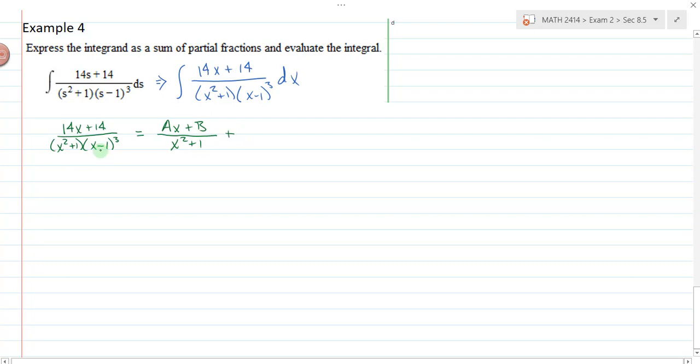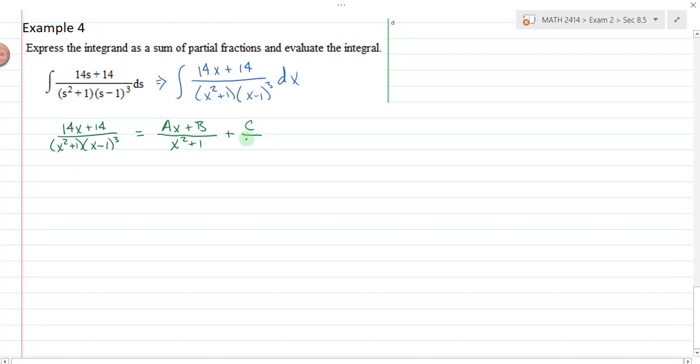Now x minus 1, is that quadratic, cubic, or linear? I'm not looking at the multiplicity, the power on it. I just want to know about x minus 1. So this x minus 1 is a linear factor, but it's raised to the third power. That means I'm going to need 3 factors written out or expanded out here for this one factor. Because it's a linear factor, I just need a constant on top. So I'm going to the next letter in the alphabet.